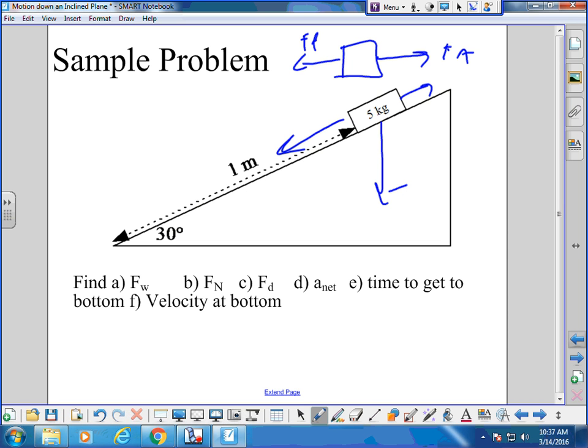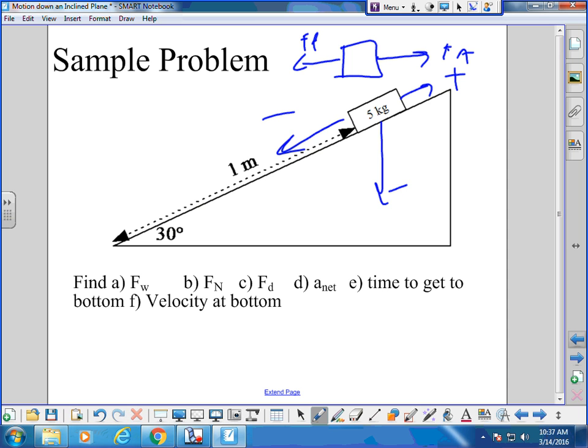Does it make sense to you that down the ramp we would call positive and up the ramp we would call negative? Usually, maybe, and that's fine too. Really, in this situation, you can define it any way you want. If you want down the ramp to be negative and up the ramp to be positive, that's okay. Up and right, positive. Whatever.